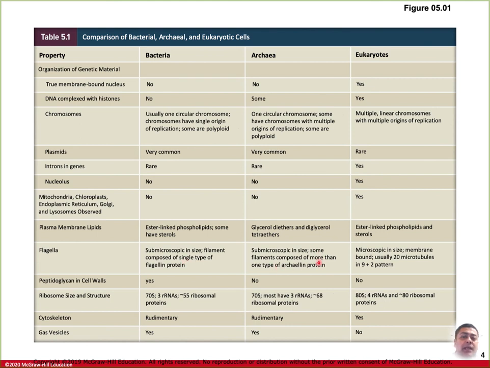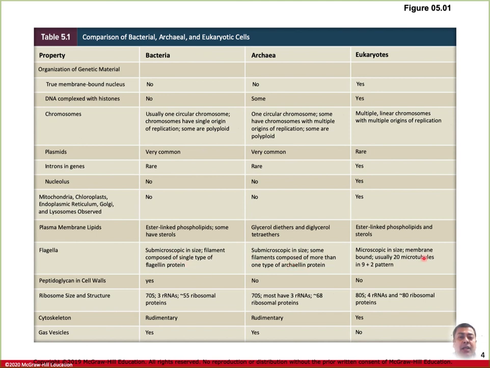On the other hand, in archaea the flagella is also submicroscopic in size, of course, and some of the filaments are composed of more than one type of archaellin proteins. These are called the flat type proteins, those kinds of proteins, more than one type. Another difference is that these archaellin proteins, which make the archaeal flagella, are attached at the base instead of at the top, like in the bacteria. Also, ATP is directly used for locomotion, for moving the motor of the archaeal flagella, not proton motive force.